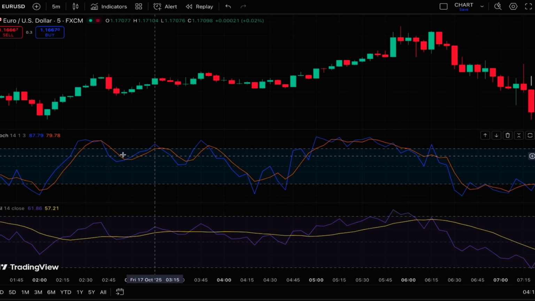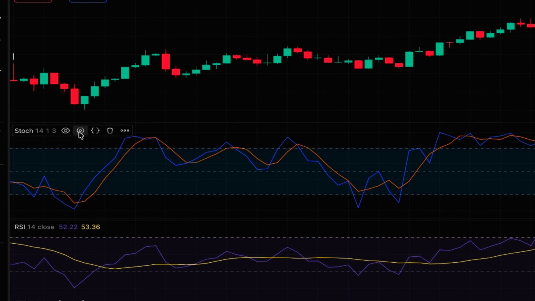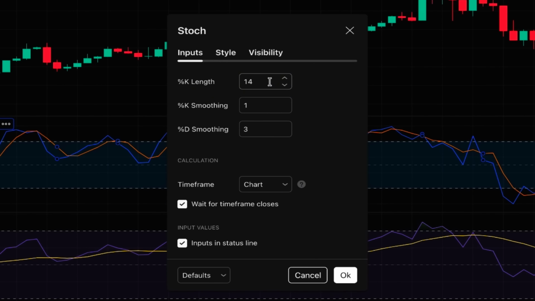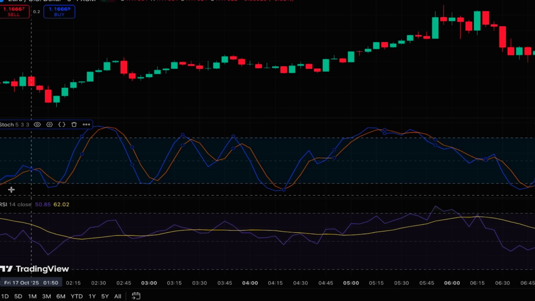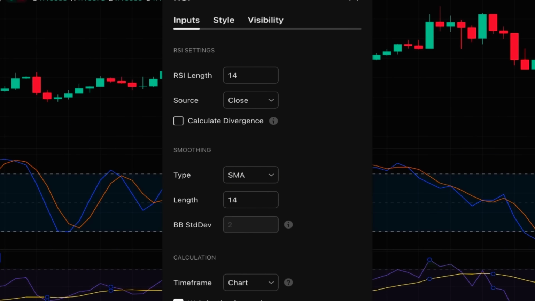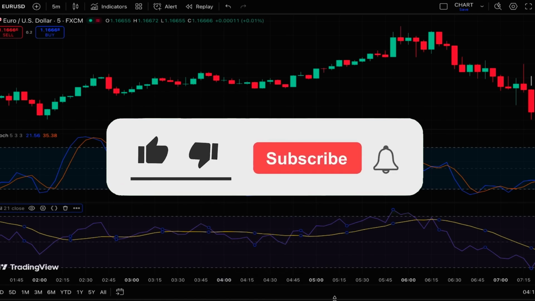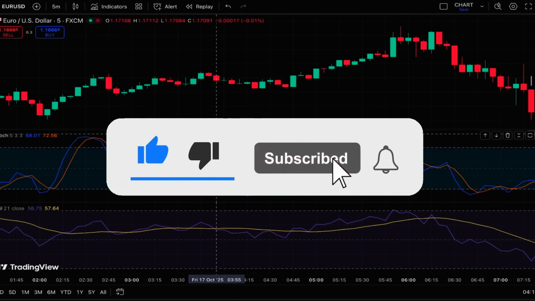Here for the stochastic oscillator, we go to the settings of the indicator. Here for K% length, we set it at 5, and for K% smoothing, we set it at 3. We're done with the settings of the stochastic, and now for the RSI, we go to the settings of the RSI, and here for RSI length, we set it at 21. All right, we're done with the settings of our indicators. And now let me show how you can trade based on this trading strategy.